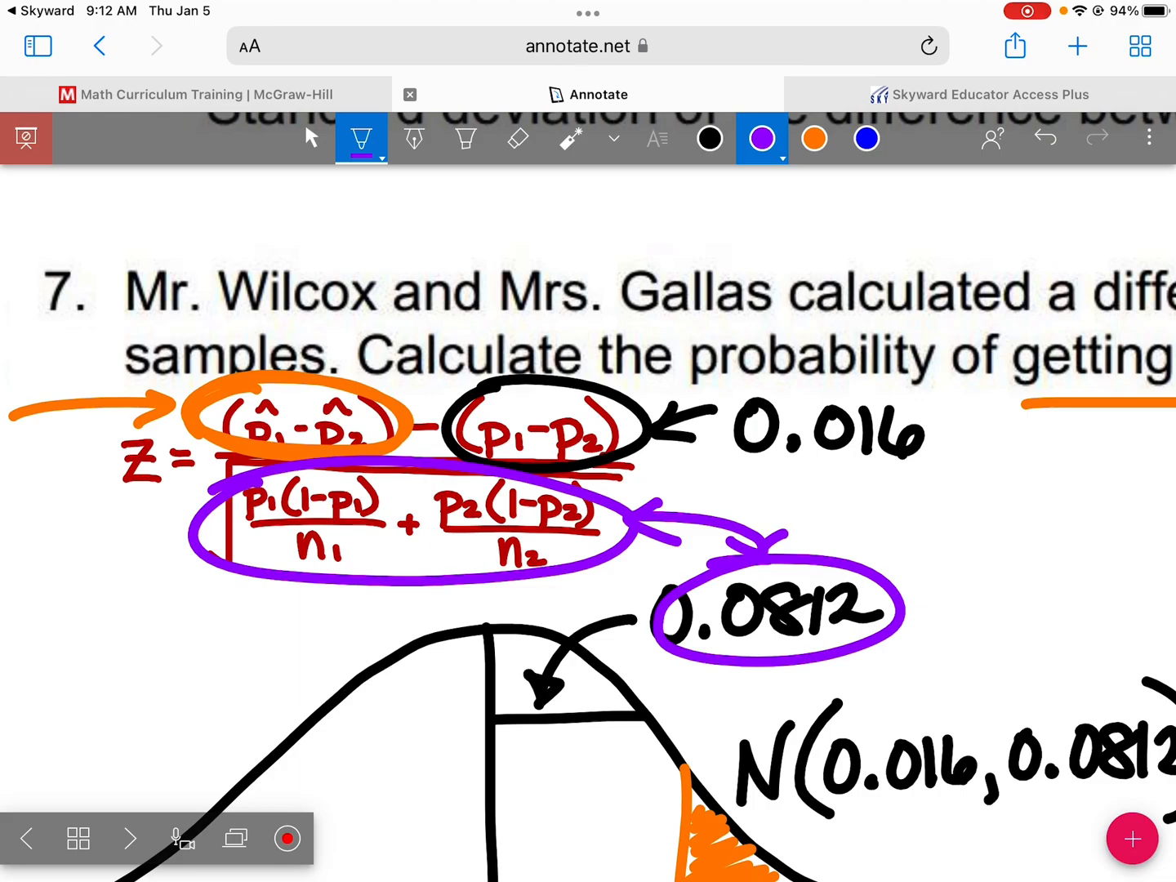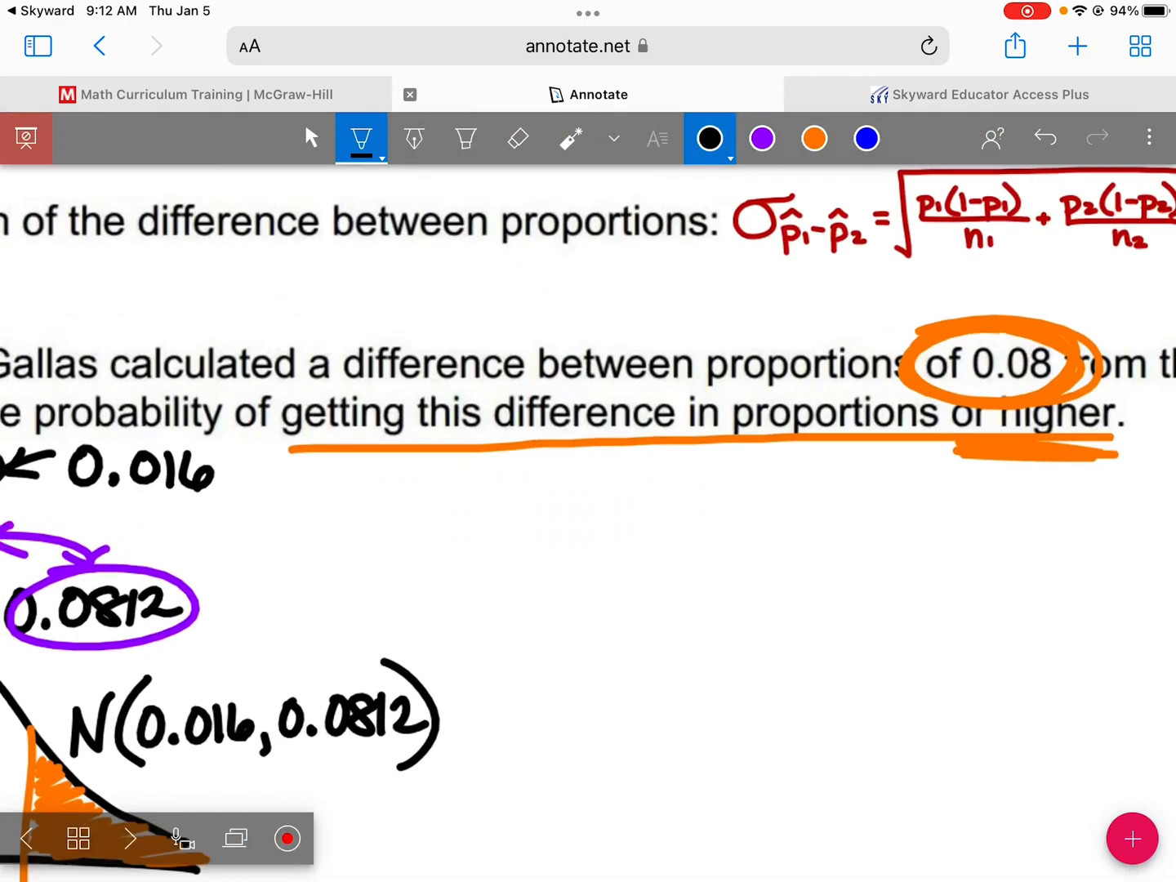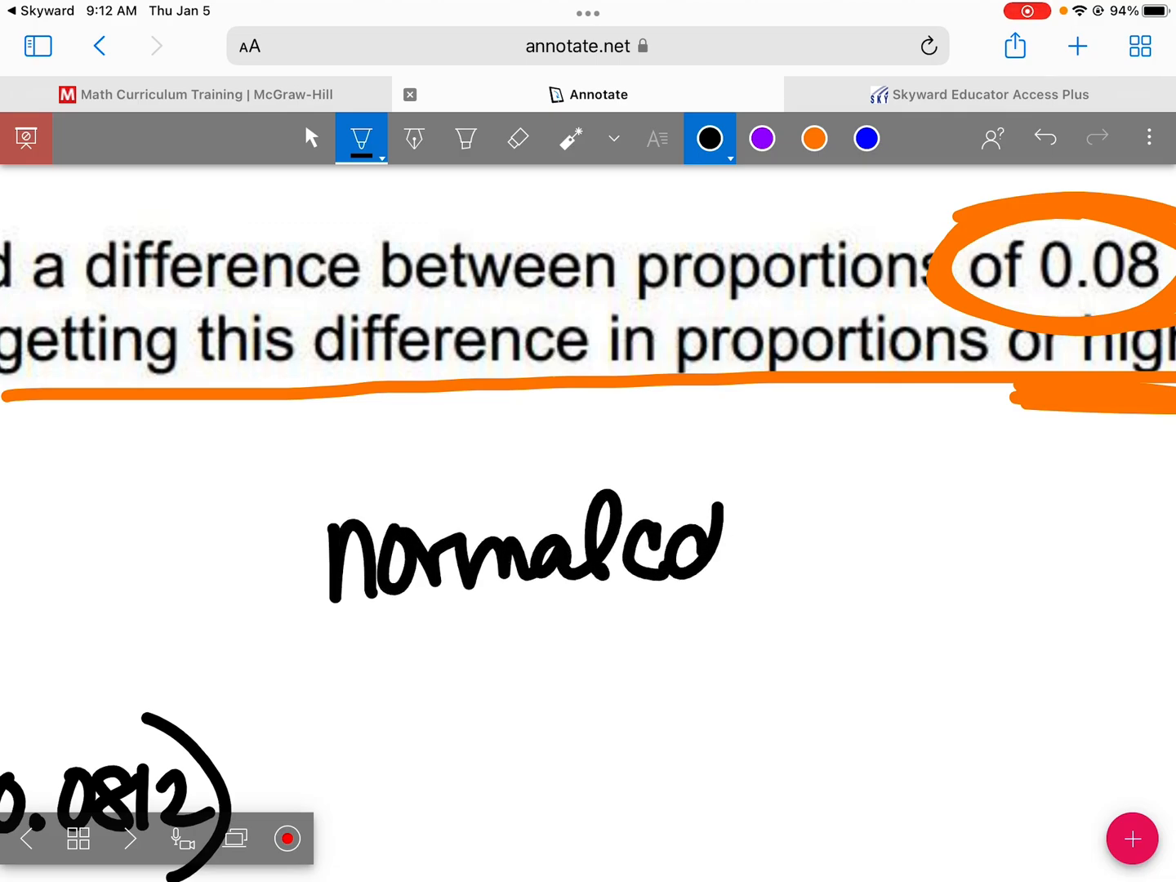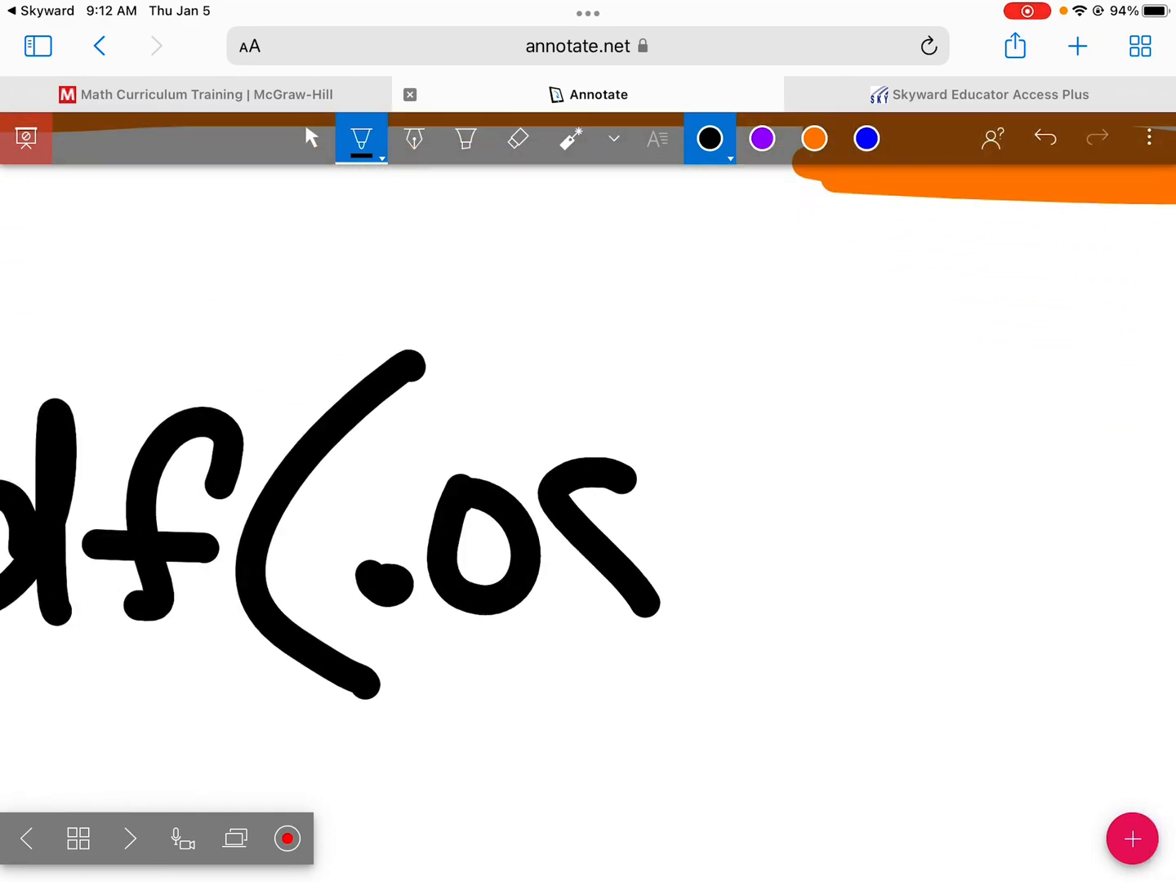Something large, right? I could put in 1 because that'd be like 100%. And that's definitely way bigger than this is going to go. If I go out 3 standard deviations, that's way bigger than that. So I can do normal CDF. I can calculate z-score and do table A. Or I can do normal CDF. Lower bound of 0.08.